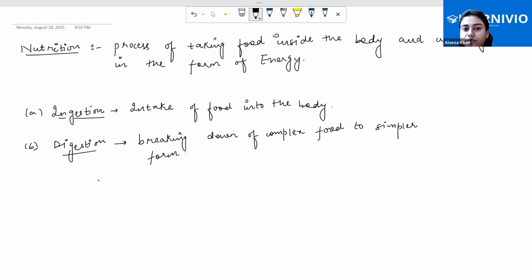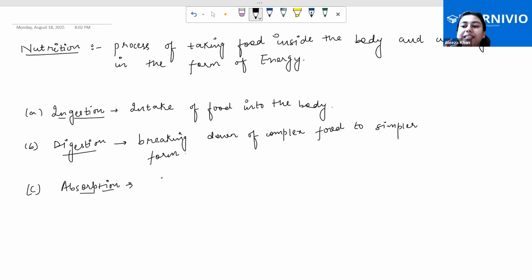Third, once it is digested, it gets absorbed. So this will be absorption. Where does it take place? Ma'am, intestine? Small intestine. Okay. And digestion takes place in which organ? Stomach. Very good.